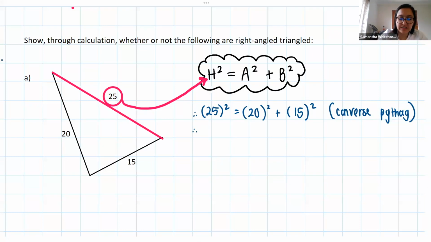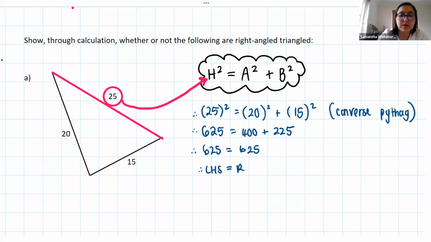25 squared is 625. 20 squared is 400. 15 squared, 225. So when we add our numbers on the right, 400 plus 225 is 625. And therefore my left-hand side is equal to my right-hand side. And so therefore it is a right angle triangle.